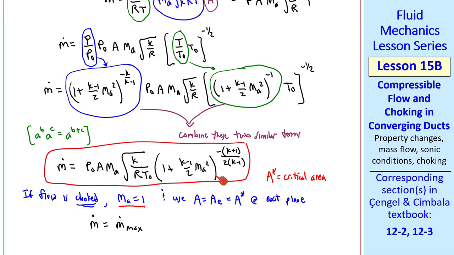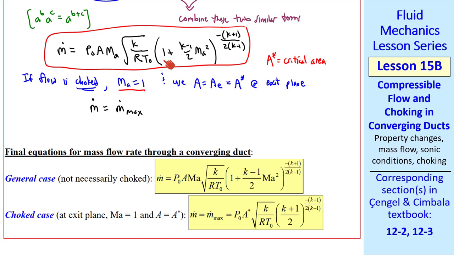I typed these equations up. Here's the general case, which is the equation I derived here. And when we set Ma equal to 1 and A equal to A star, it simplifies to this equation.